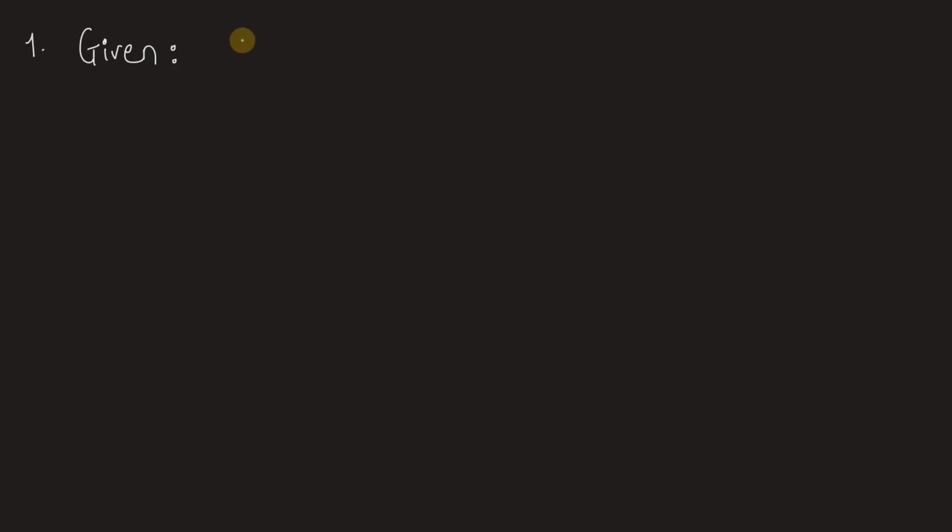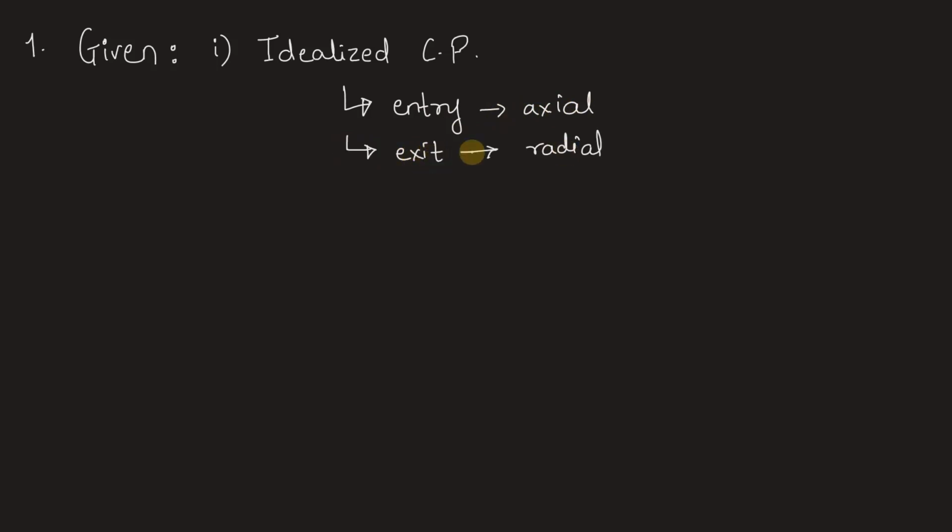So the first thing that is given is the pump is an idealized centrifugal pump. CP is short for centrifugal pump. And the features of these idealized pumps, here itself they have given that the entry of flow is axial and the exit is radial. So they want to tell you that if this is the side view of the impeller, then the flow is entering in this direction along the axis of the impeller, and that is why it is said entry is axial, while the exit of the flow is radial.